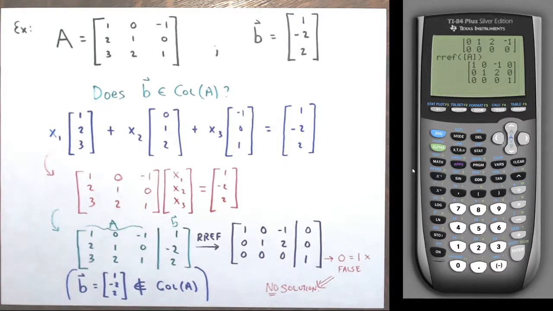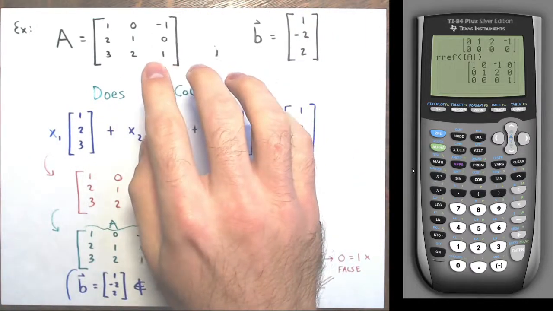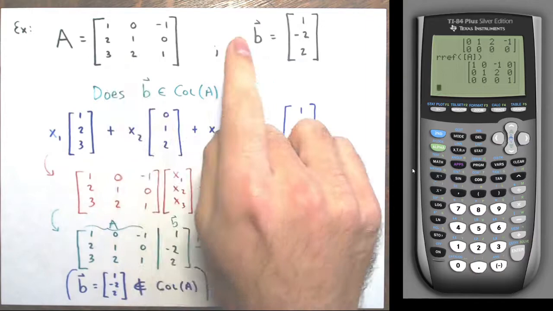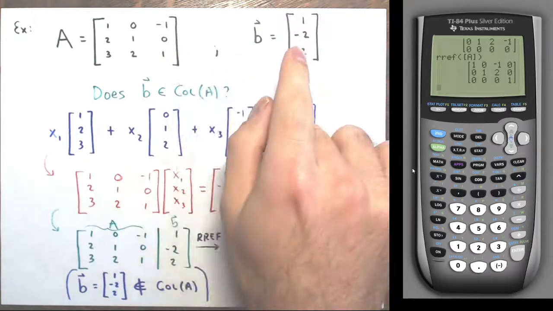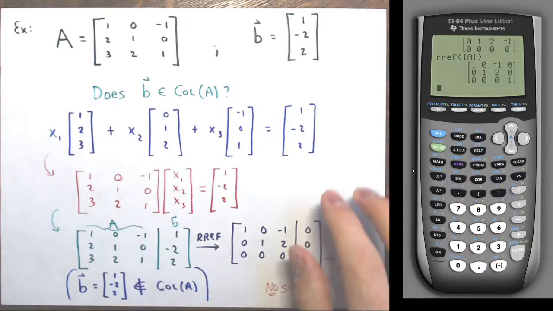All right, so pretty easy to set up. Now from here on out, for the last few examples, I'm going to just take my matrix and my vector and ask, is this in the column space of this? I'm just going to jump and make the augmented matrix.